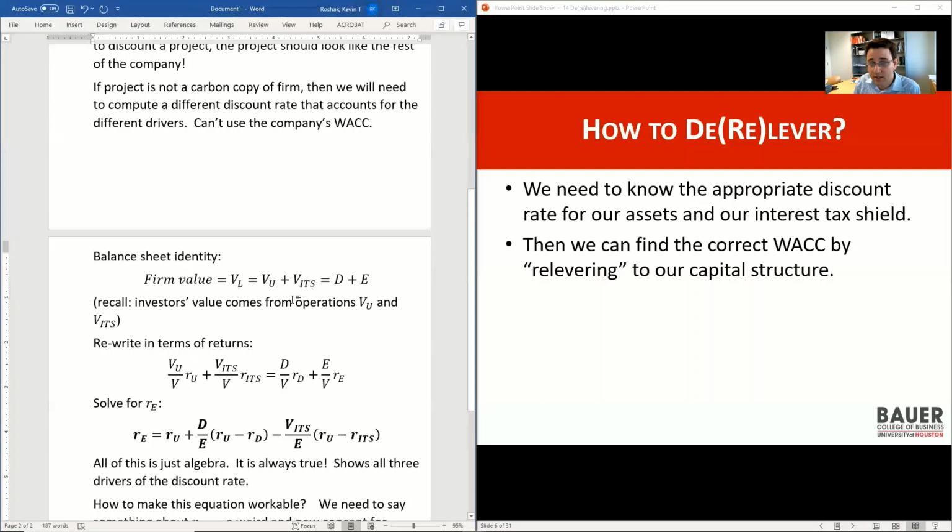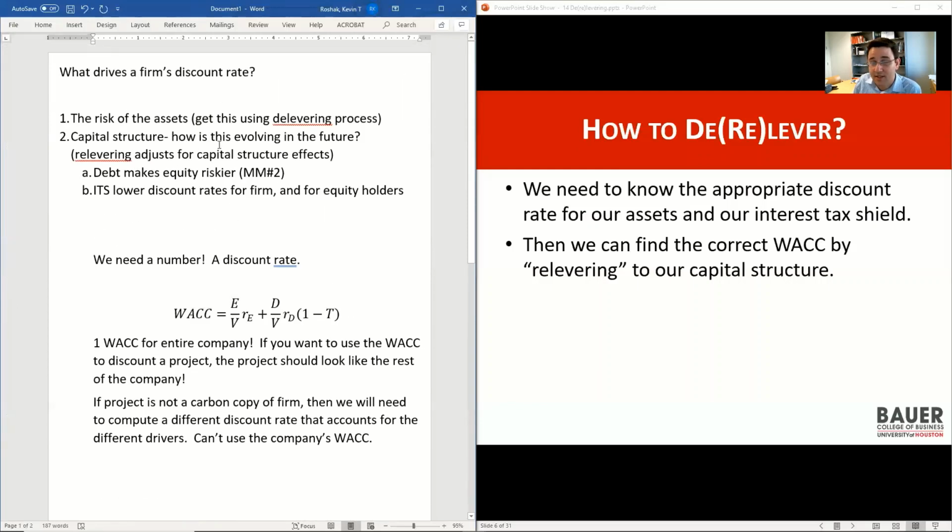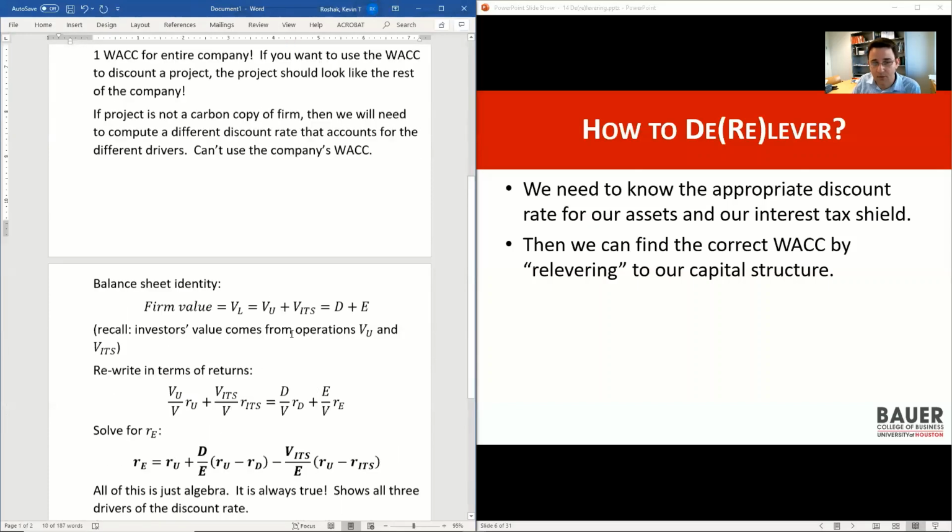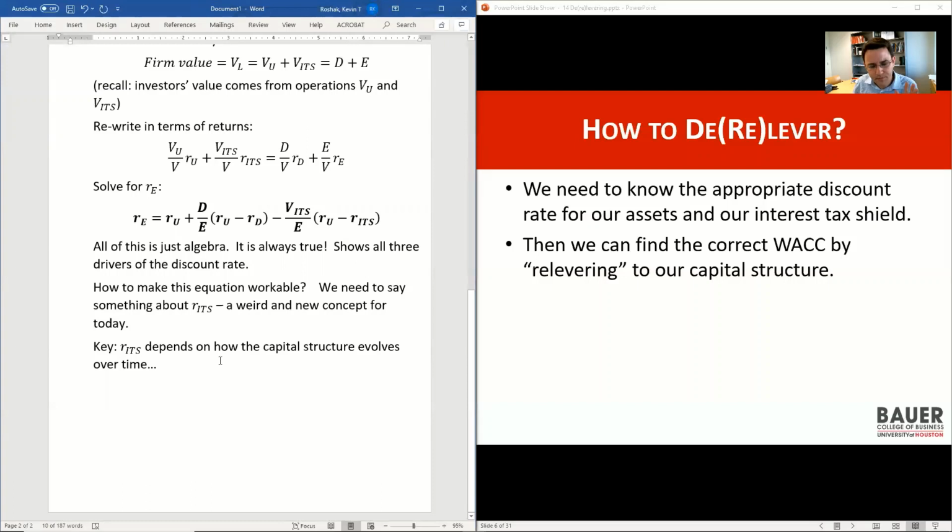What matters is not just the capital structure today, but also what's going on in the future, right? How is the capital structure changing? That's what's going to determine the risk of our tax shields. We'll talk about this in more detail, but big picture, that's what I want you to have in the back of your head as we go forward: the discount rate on the tax shields is going to be a function of what's going on to the capital structure in the future. If we can pin that down, then we can use this equation. Okay, and then we can put a number on our discount rates.